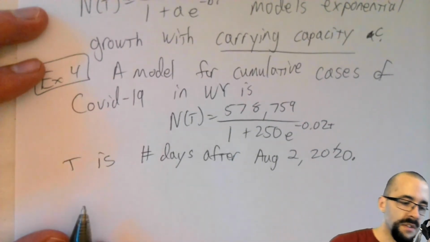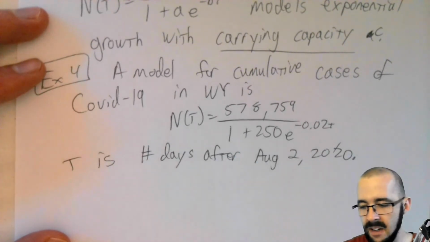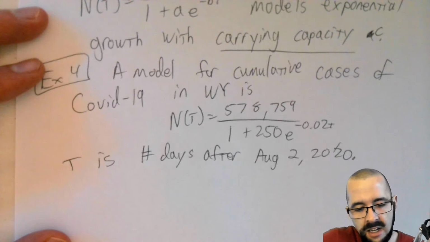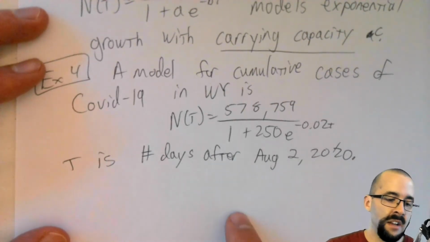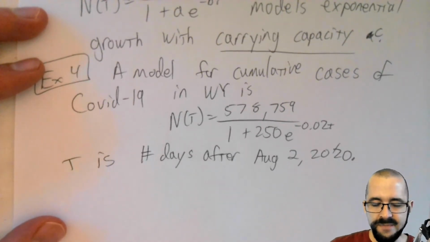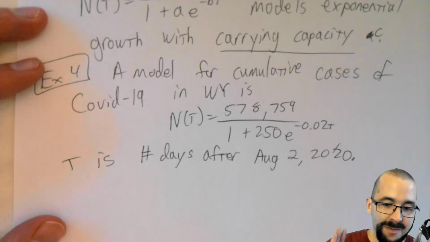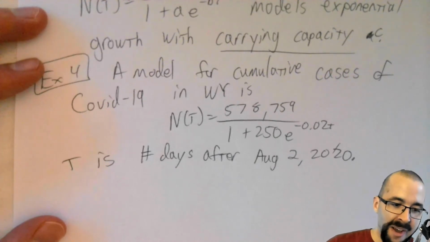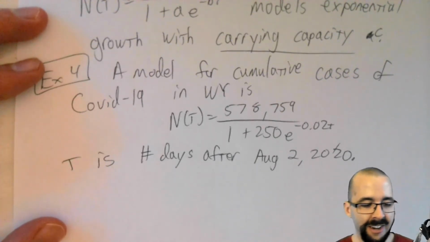Okay, so what we've got right here, this is a model I made. I went to the Wyoming Department of Health website, and I actually came up with this model earlier today. Okay, and it's a pretty decent model so far, although we're currently more steep in real life than we are according to the model, which is a bad thing, but that's sort of what we've got over here.